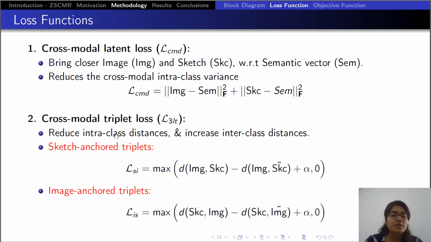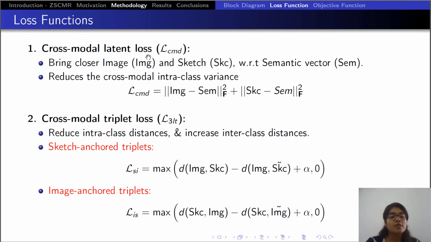So in this case, we design a cross-modal triplet class wherein the anchor image comes from the image dataset, and the positive image we take from the sketch, and the negative image also we take from the sketch dataset. Similarly, we also design sketch-anchored triplets where the anchor is a sketch, and the positive and the negative come from the image dataset. So we have sketch and image anchored triplets. This essentially helps in reducing the intra-class distances and increases the inter-class distances.